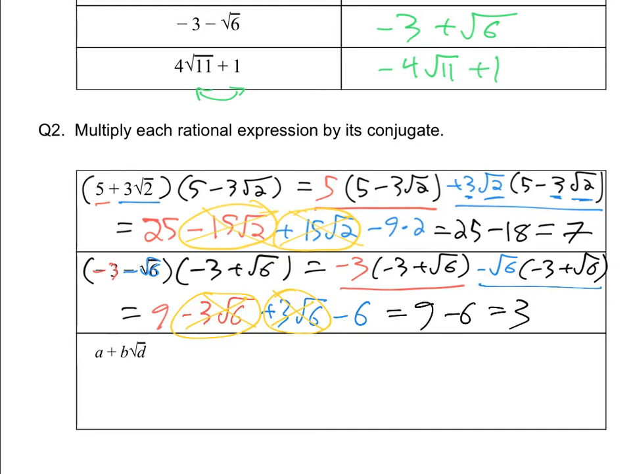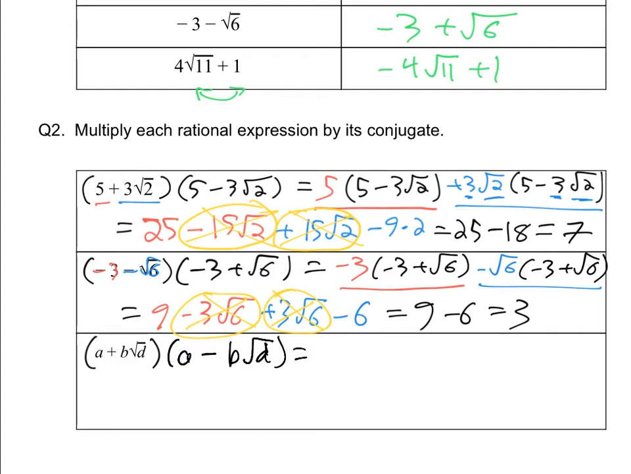Well, in both of these examples, multiplying the expression by its conjugate managed to remove any radical expressions from it. Will that always be the case? Well, let's take a look at our general example. a plus b root d, multiplied by a minus b root d. What does this give us?